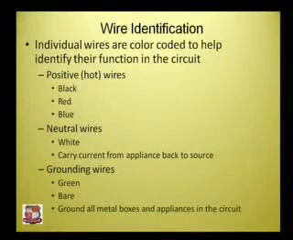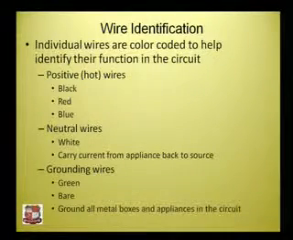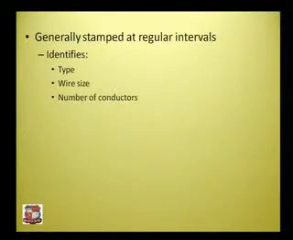Okay, you can identify the wires of the cables with the help of color coding, which helps identify the function in the circuit. Hot wires, like positive wires, can be black, red and blue. For neutral wires, normally they use white, which carries current from the appliance back to the source. Grounding wires are normally green or bare and ground all metal boxes and appliances in the circuit. Generally they are stamped at regular intervals.